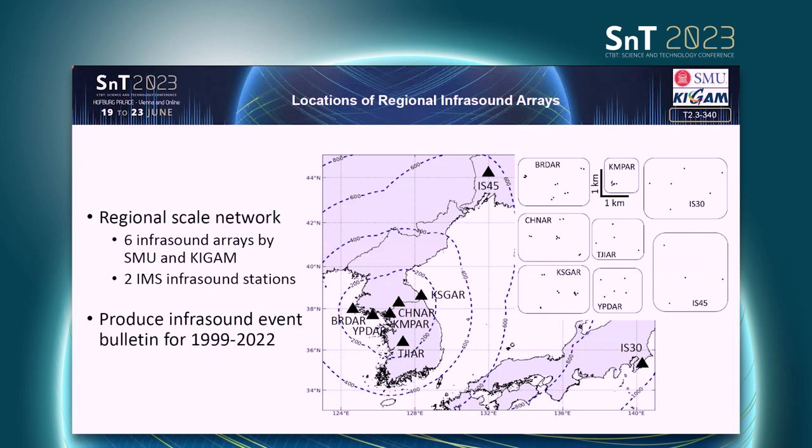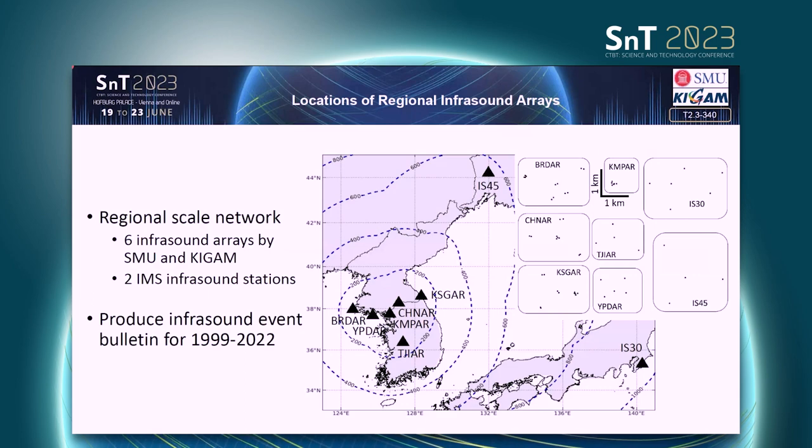Our interest is a regional scale, 100 kilometer network, for this study. Since 1999, SMU and KIGAM have been cooperatively operating six seismoacoustic arrays in South Korea. Each array has a different number of array elements, from 4 to 13 elements, with a different configuration and different scale, as shown here. We also added two IMS infrasound stations in Russia and Japan for our automatic processing.